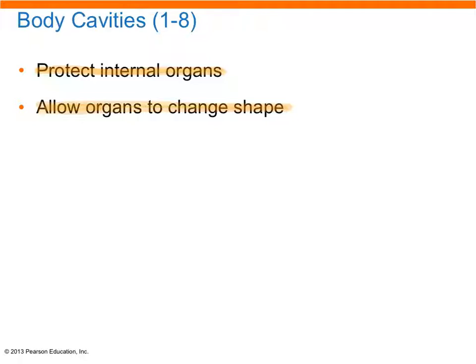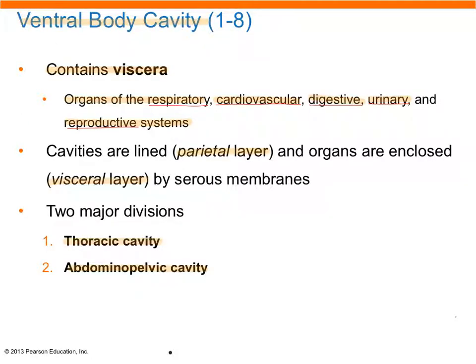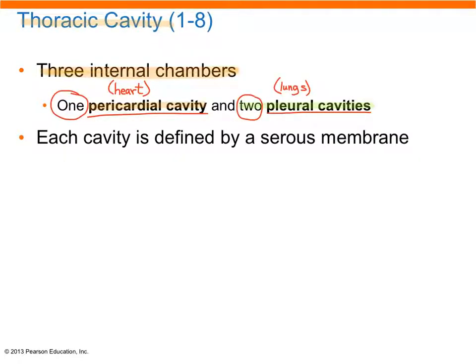Now, there are some body cavities. Body cavities protect internal organs, and they allow the organs to change shape. There are many body cavities. The two major divisions are the thoracic cavity and the abdominal pelvic cavity. In the thoracic cavity, there are three internal chambers. There's a pericardial cavity that holds the heart, and there are two pleural cavities that hold the lungs.